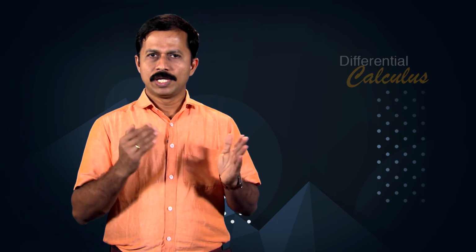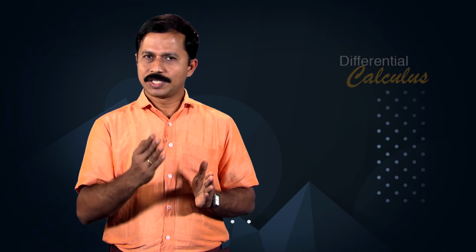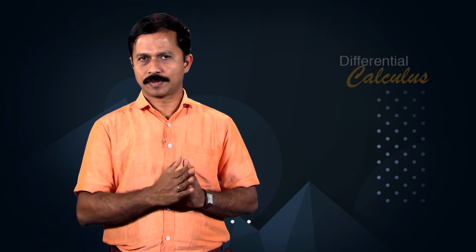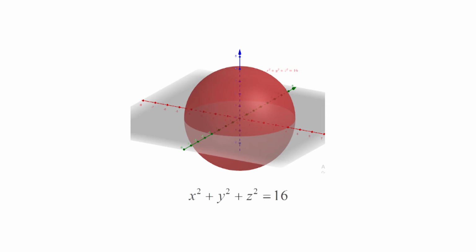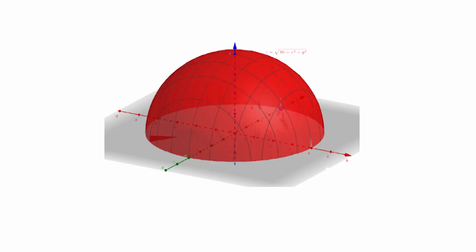To draw the graph of f, squaring both sides of the equation z = √(16 − x² − y²), we get z² = 16 − x² − y², which may be written as x² + y² + z² = 16, which is the equation of the sphere with the center at the origin and radius 4. But since z ≥ 0, the graph of f is just the top half of this sphere. That is, the graph of f is a hemisphere above the xy plane.